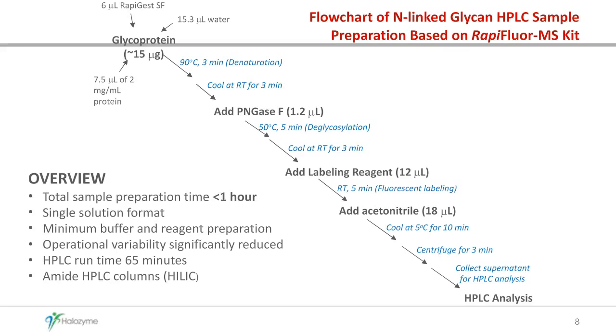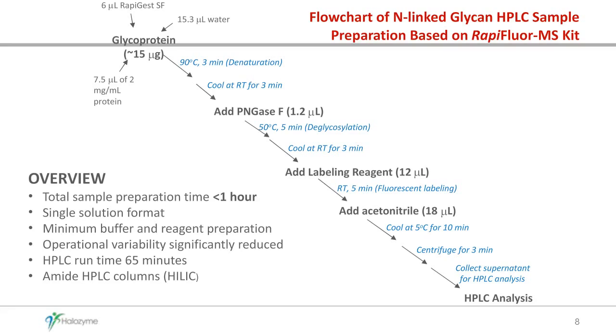The N-glycans are released from the glycoproteins as glycosylamines, which react with the fluorescence label. So we add our labeling reagents for 5 minutes, and then we add acetonitrile. At this point we do have a little pellet that we centrifuge down, and then we are very careful in collecting from the supernatant, and we inject about, I believe, 3 to 5 microliters for our HPLC analysis.